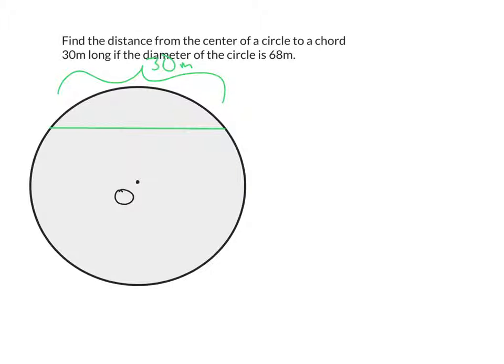And then it says find the distance from the center of the circle to the chord. So what I'm looking for is from here to here. And I know that the distance is perpendicular. So that's what I want. Okay. And it says the diameter is 68.